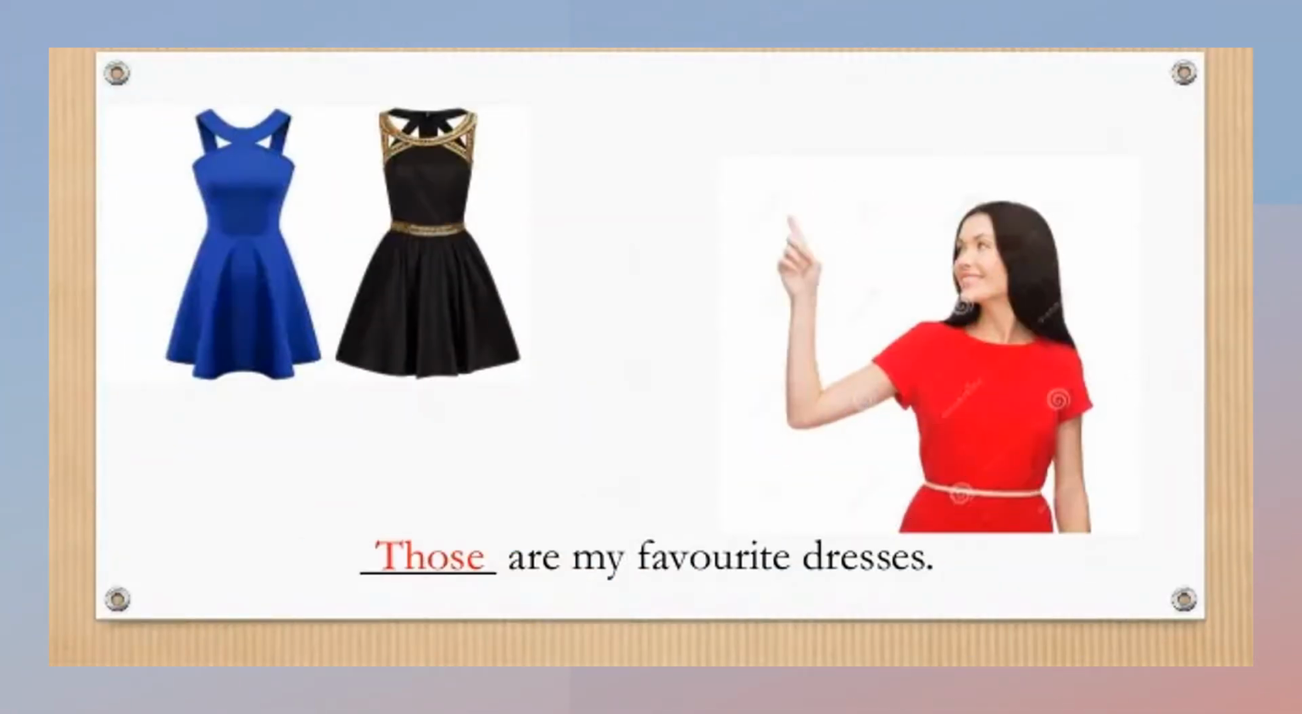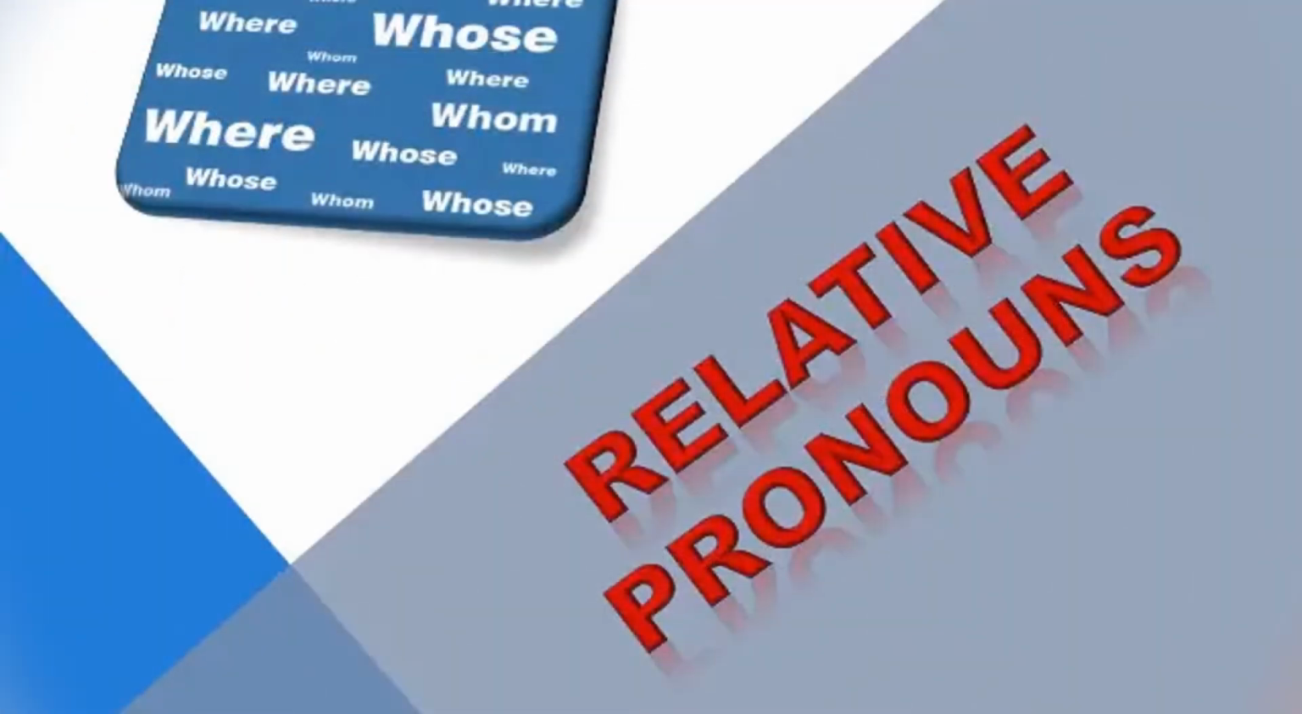And last but not least is those. Those again is used for a plural noun, in this context dresses. And the location of the thing that you want to show is also quite far away. So you can say, those are my favorite dresses. Maybe you want to show the dresses in your closet and you stand far away from the closet, so you say those are my favorite dresses. All right, so we have finished with demonstrative pronouns. We learned about this, these, that, and those.